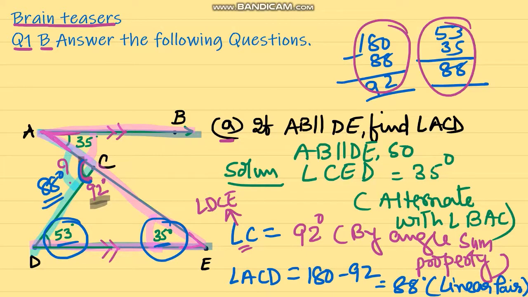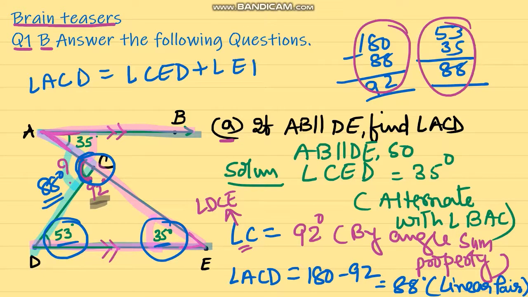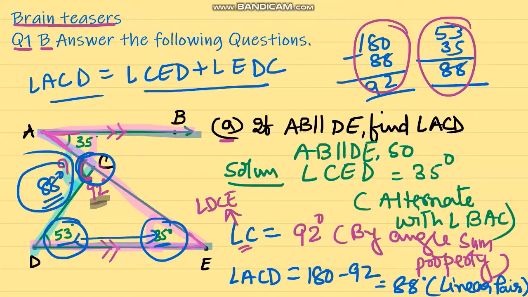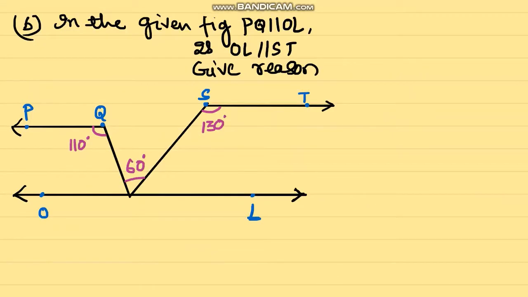Children, you can find angle ACD by exterior angle theorem also. As per exterior angle theorem, angle ACD will be equal to angle CED plus angle EDC. Okay. Exterior angle is equal to the sum of the opposite interior angles. Now let us see what is given in the next question.